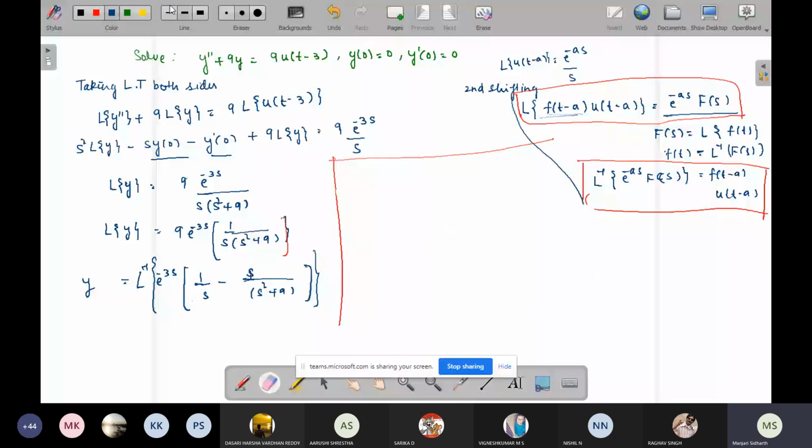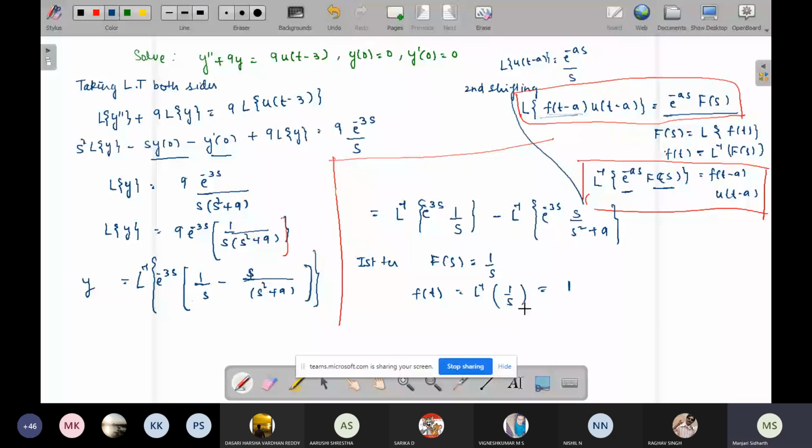Now here we use the second shifting theorem. This is nothing but the Laplace inverse of e power minus 3s times 1 by s, then minus L inverse of e power minus 3s times s over s square plus 9. See, e power minus as F of s. For the first term, F of s is 1 by s, so f of t will be the Laplace inverse of 1 by s, that means 1.